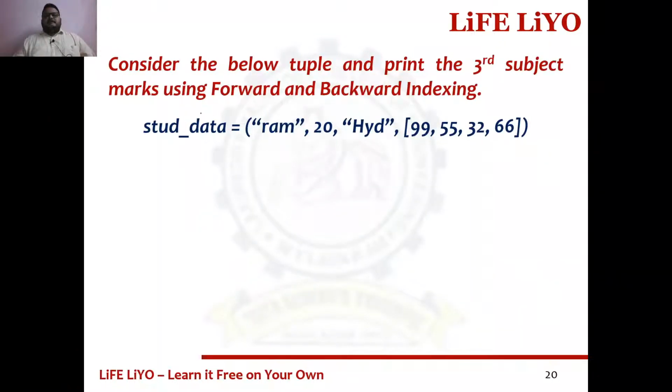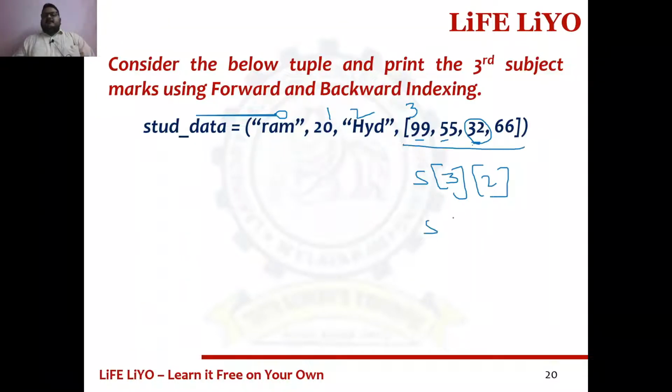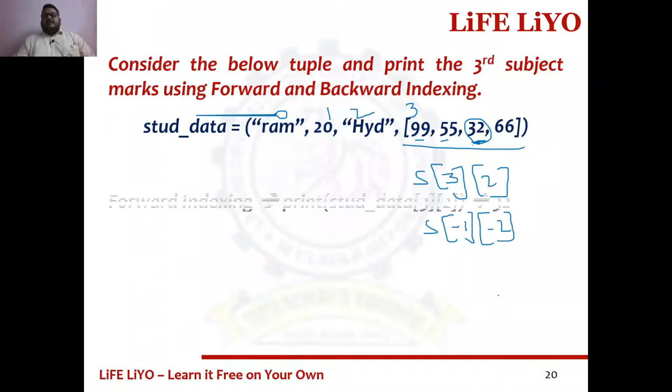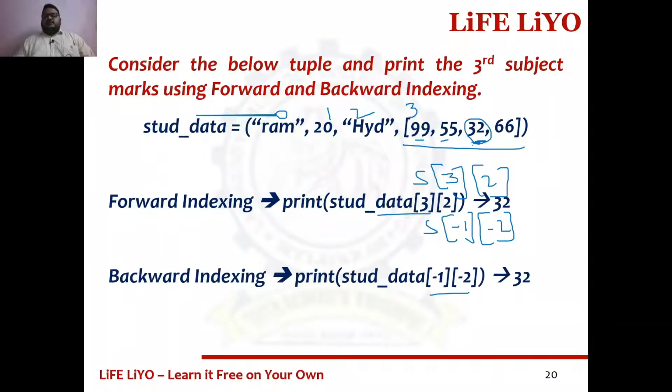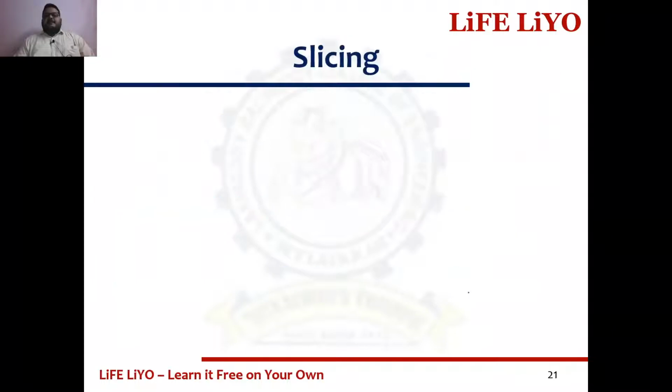Now the third subject marks: 0, 1, 2. This is the third subject marks. How can we access it? Student data of 0, 1, 2, position 3. So the outer position is 3 and the inner position is 2. This is forward indexing. In negative indexing, this is the -1 position, and the negative index of 32 is -2. So we are going to get the same answer both ways. Look here, 3 of 2, -1 of -2. This is nested or multiple indexing.